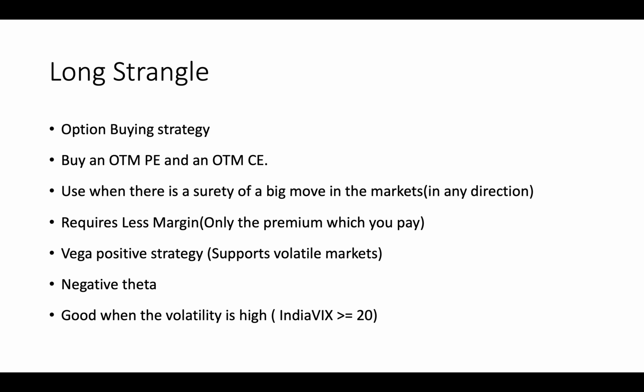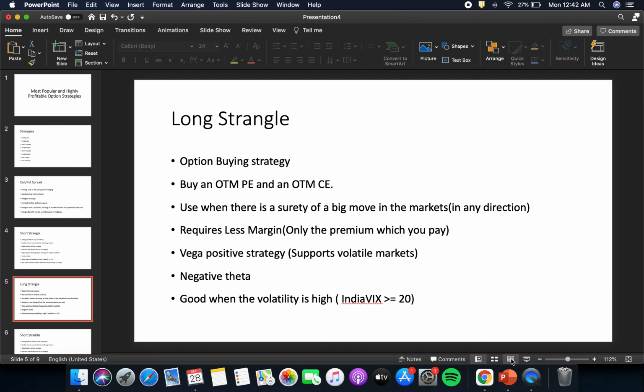And again, it's a Vega positive strategy, so it will support volatile markets, and that's what it's made for. And it's a negative theta because as we are buying options, if the market stays where it is or if there is no movement, you are going to lose money. And again, this is good when the volatility is high or India VIX is greater than or equal to 20. So let me show you.